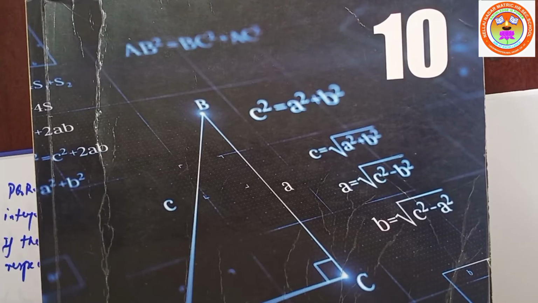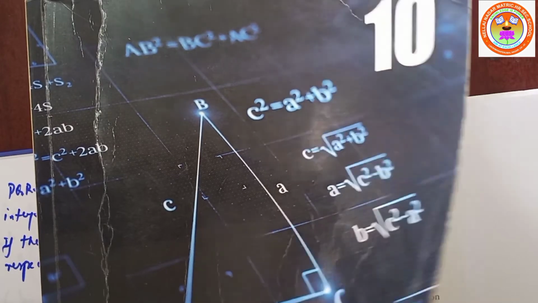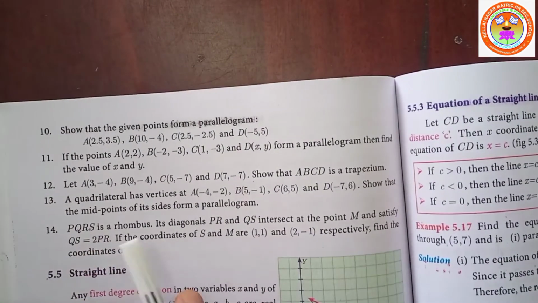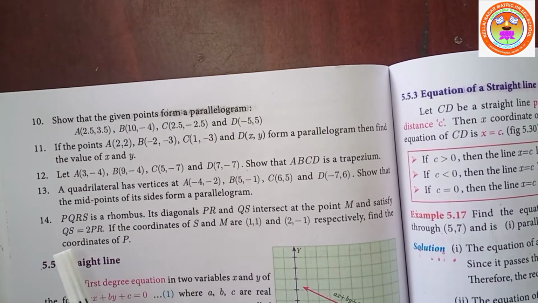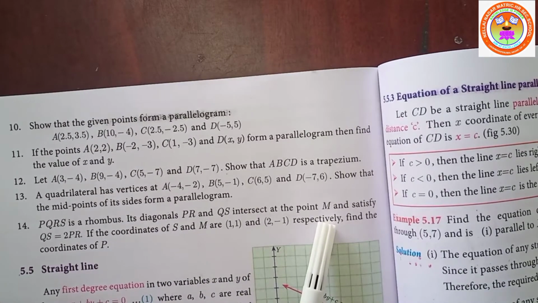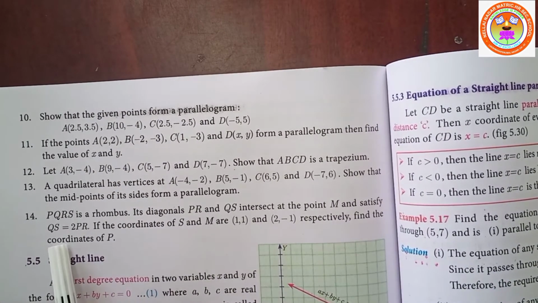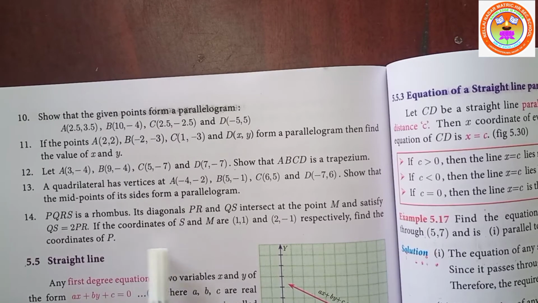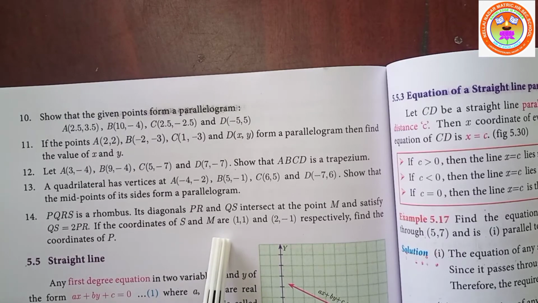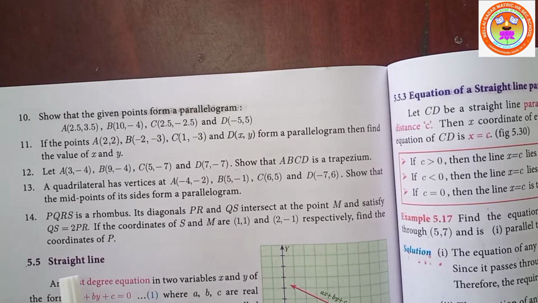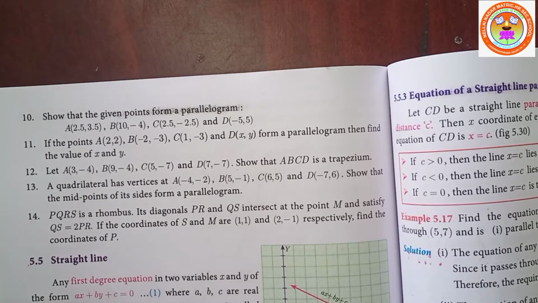Hi students, this is Sivakumar, 10th standard mathematics, chapter number 5, continuation of exercise 5.2, problem number 14. PQRS is a rhombus. Its diagonals PR and QS intersect at the point M and satisfy the condition QS equals 2PR. If the coordinates of S and M are (1, 1) and (2, -1) respectively, find the coordinates of P.